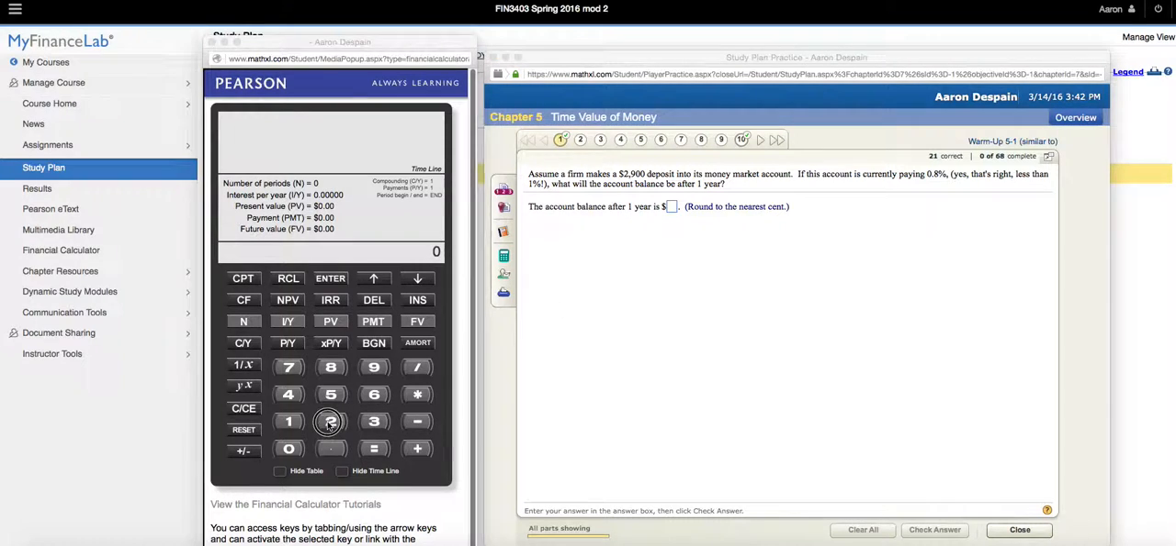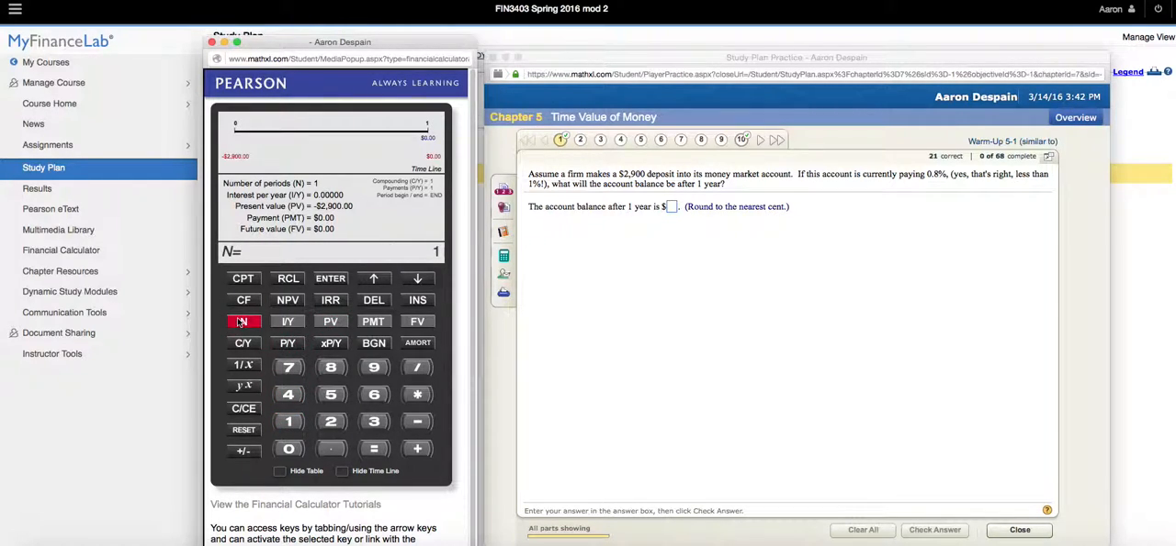So that's going to be our $2,900, and technically a negative. It's technically, in time value of money terms, considered an outflow. So $2,900 is going to be our present value. That money is going to be held in that savings account for 1 year, so that's going to be 1 N.